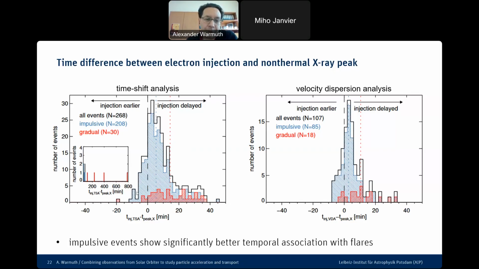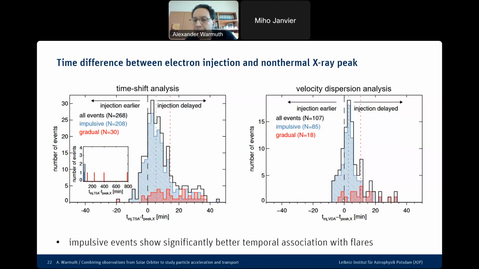For impulsive events, we find that it's more clustered towards small injection time delays with a median of about 5 minutes or so. Gradual events, again, have a much flatter distribution, and there are also outliers at very long delay times of several hours. With velocity dispersion analysis, which is a more refined method, we see basically a similar trend. The distribution is even narrower.